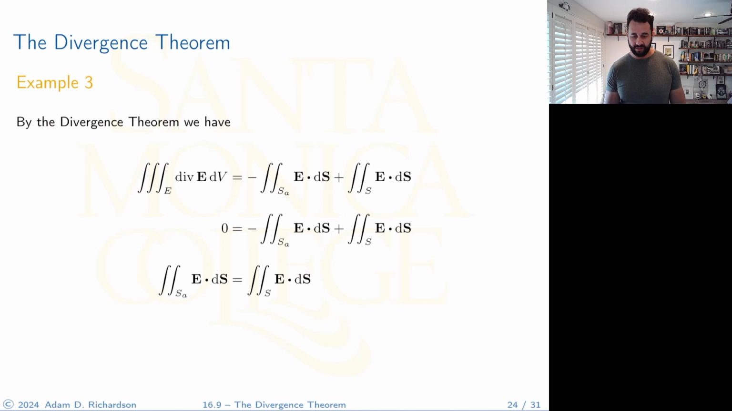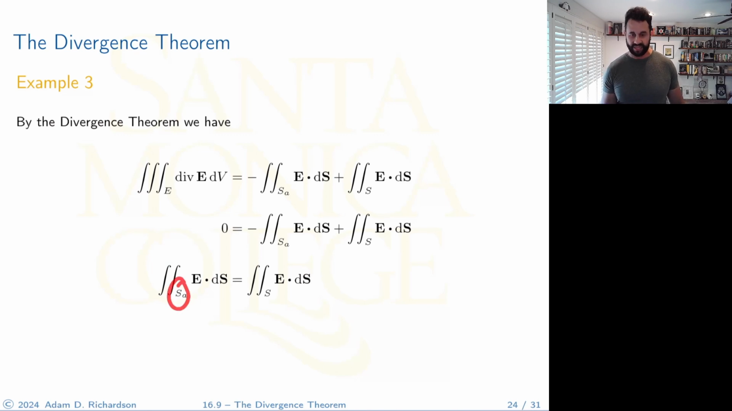Now, it turns out that the divergence of this electric field is 0, and we're actually going to prove that in our last activity. I say that in the next slide, sorry. We're going to prove that this divergence is actually 0, all right? Now, just moving some things around, we end up getting that this surface integral is actually equal to this surface integral, and that's super helpful.